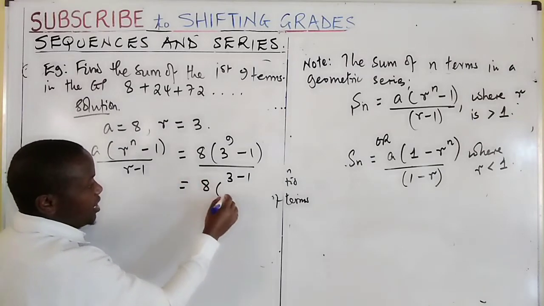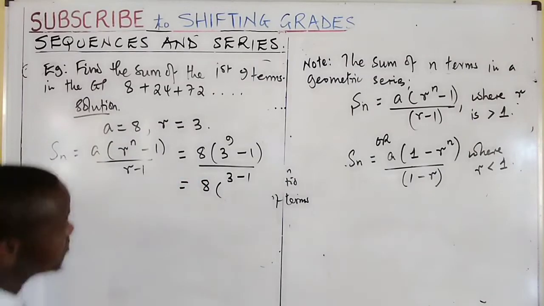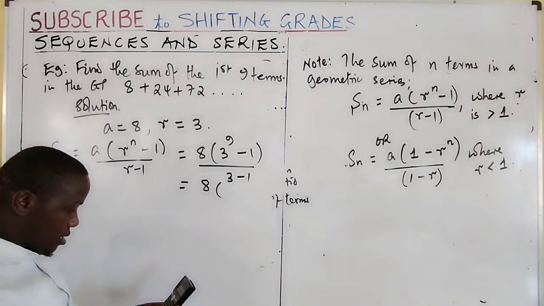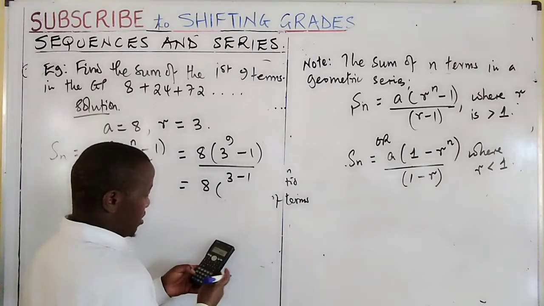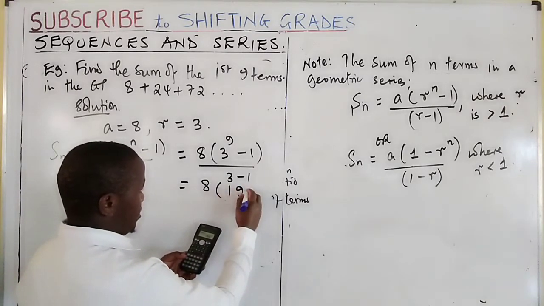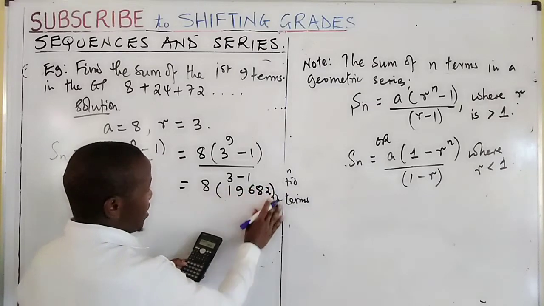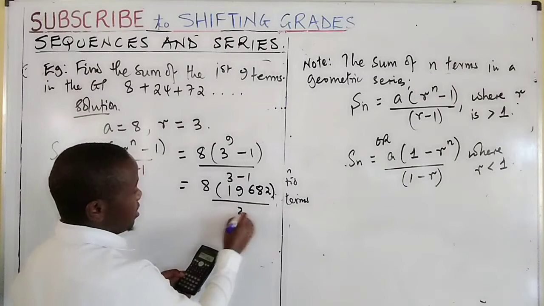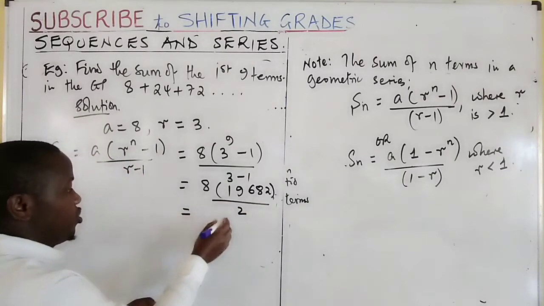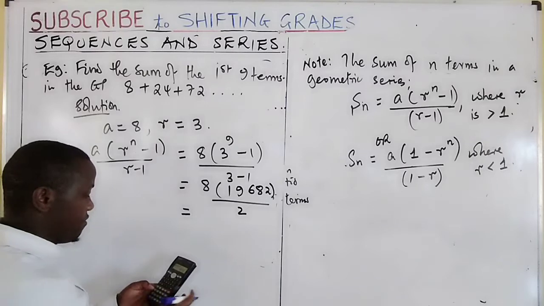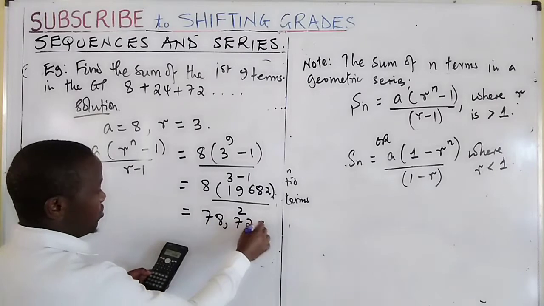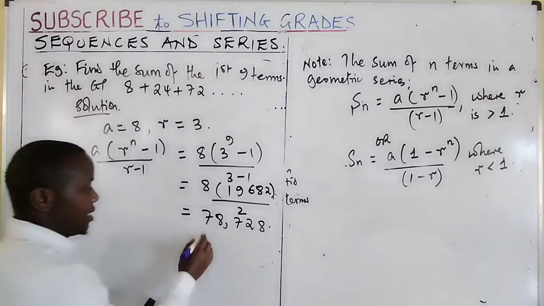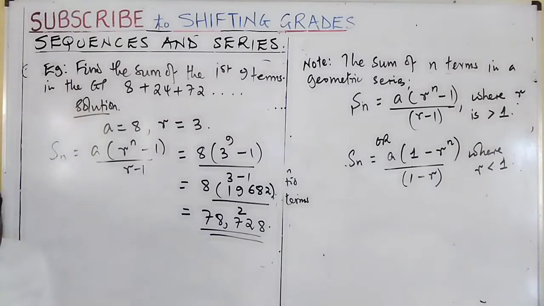Therefore this will be 8 into 3 raised to 9, which is 19,683. Then minus 1, we get 19,682, divided by 3 minus 1, which is 2. So 19,682 divided by 2 is 9,841. Multiply this by 8, which will give us 78,728 as the answer. That's how we get the sum of n terms.